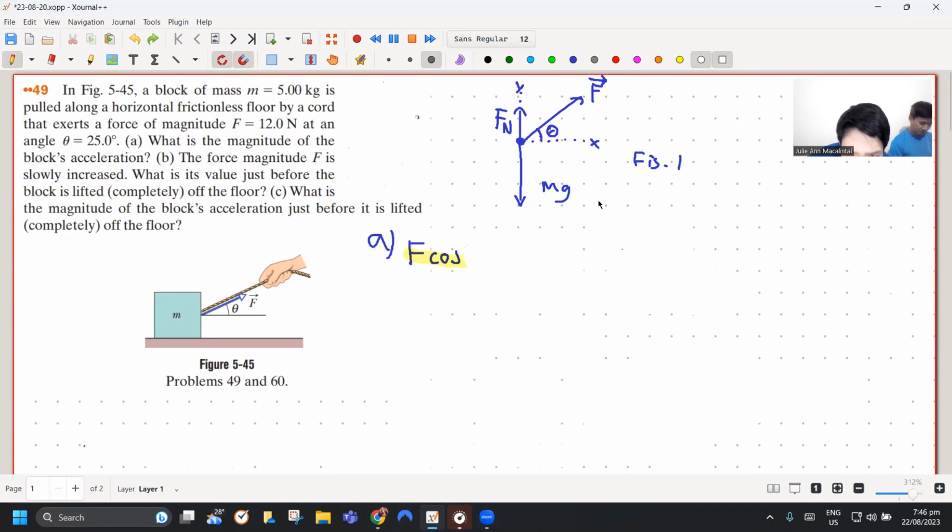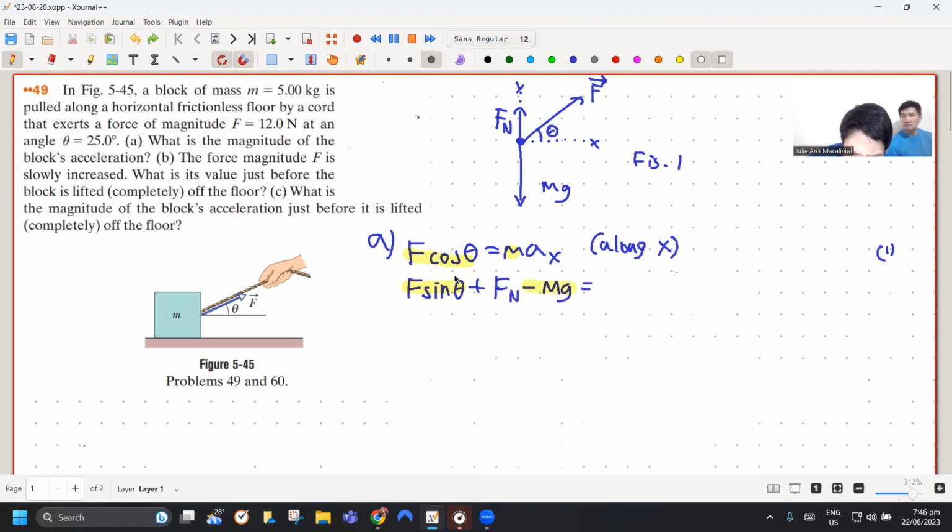This is equation number 1. For part A, F cosine theta is equal to m ax. This is from Newton's second law, of course, since this is the x component of the force F. So we're going to use cosine and ax.